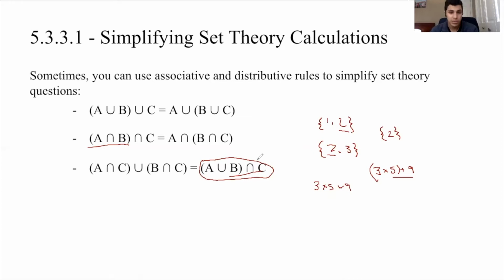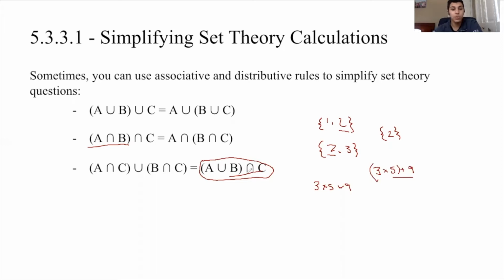The same thing applies to unions and intersections. So you can only switch around the order when they're all the same, so they're all unions or all intersections. But if you have something like this, where it's A union B, and then intersection with another set, C, you can't just switch around the order.